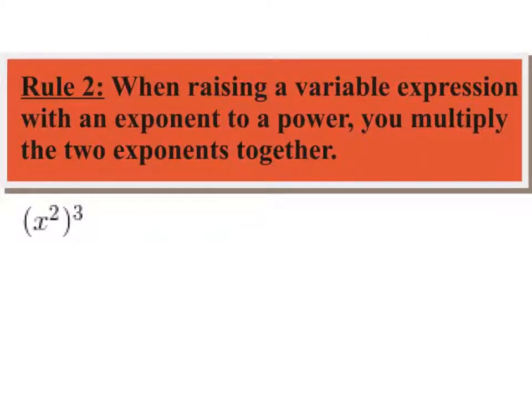So our second rule is when we raise a variable expression with an exponent to another power, we simply multiply the two exponents together. So a simpler way I could have done the last problem, x squared cubed, I could have done x raised to the 2 times 3 power. 2 times 3 gives me 6. I would have gotten the same answer as I did before.